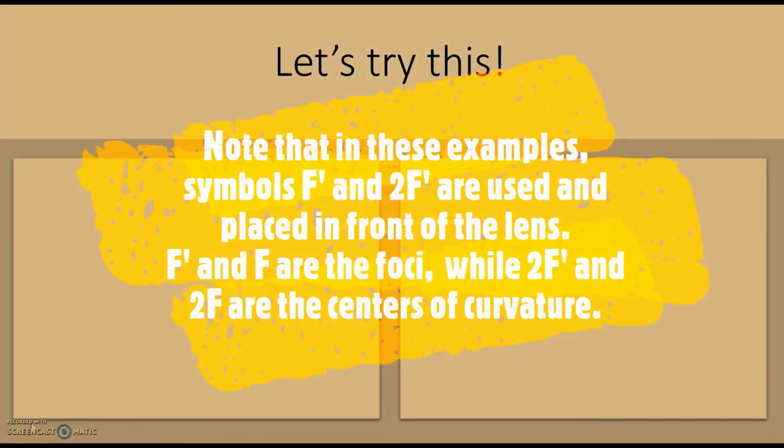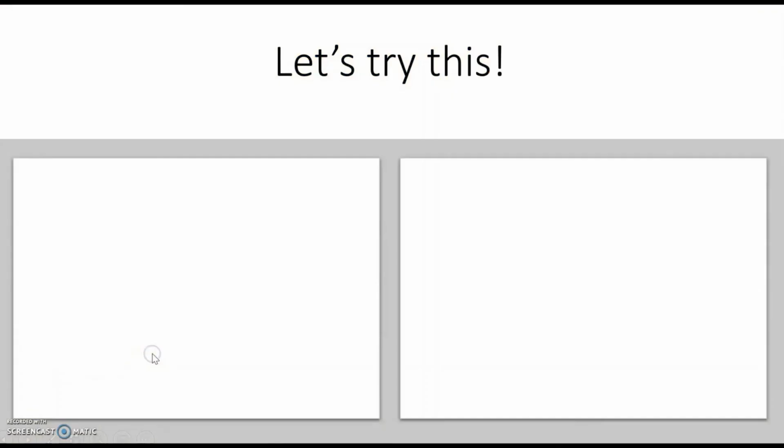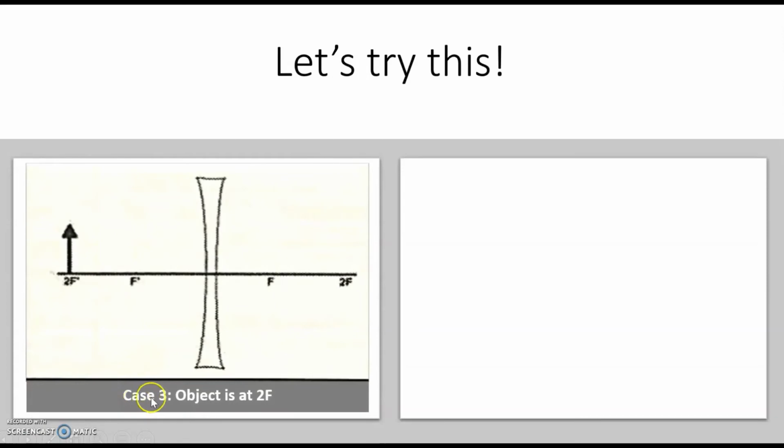Now let's try this. I'm going to give you one case for a concave lens. So case 3, object is at 2F. So this is the object placed at 2F in front of a concave lens. On your paper, you draw or construct a ray diagram for this lens and for this case. I'm going to give you 10 seconds. Later on, we will compare your work and the correct ray diagram. So let's start. Timer will start now.